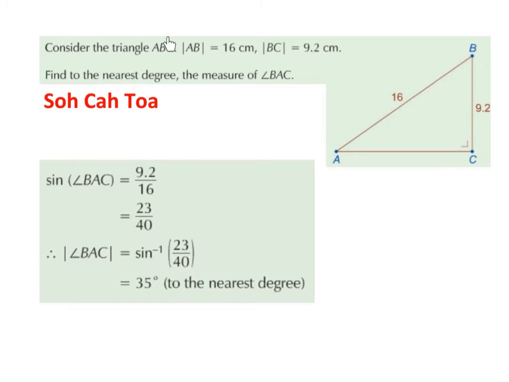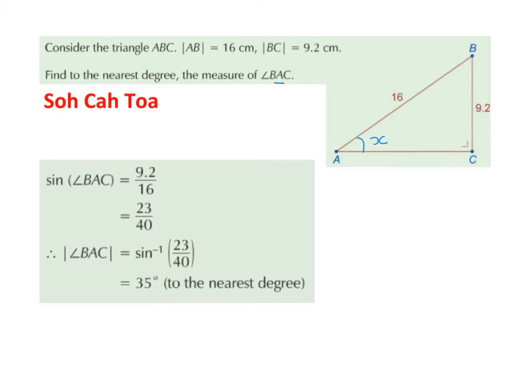Consider the triangle ABC. The length of AB is 16 centimeters. So from A to B is 16. The length of BC is 9.2 centimeters. So from B to C is 9.2. And notice that we have a right angle. Find to the nearest degree the measure of angle BAC. So BAC. So A is the middle letter. So that's the angle that we're looking at. So we can label that angle X.